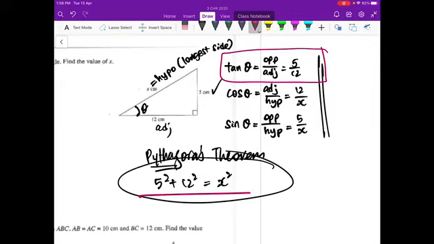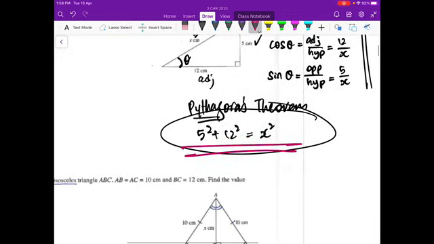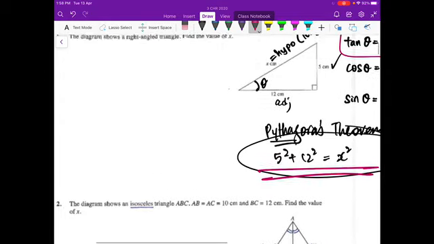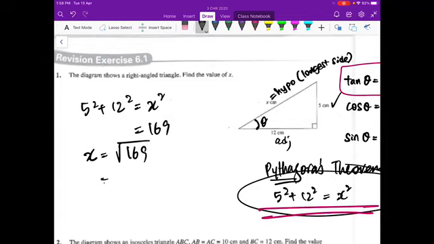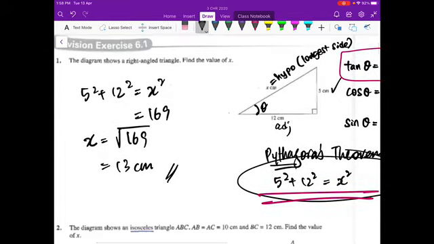So actually we should be using our Pythagoras theorem. Okay, so write down Pythagoras theorem. 5 square plus 12 square equals x square, which is 169. So x equals square root 169. You get 13. x equals 13.